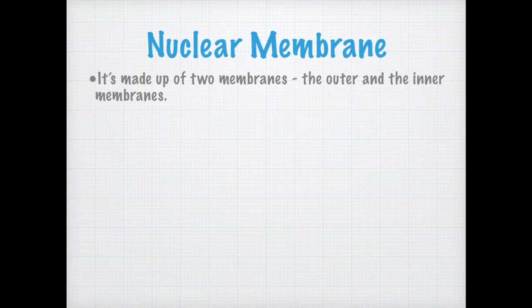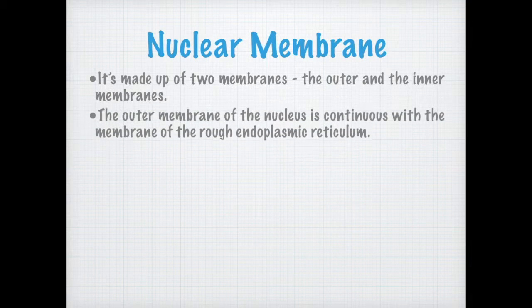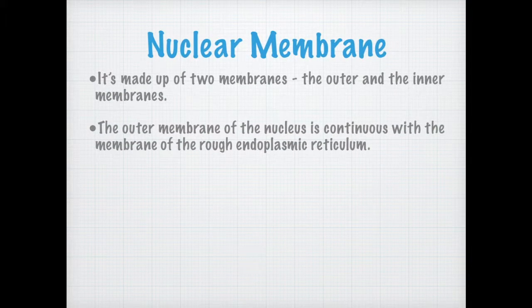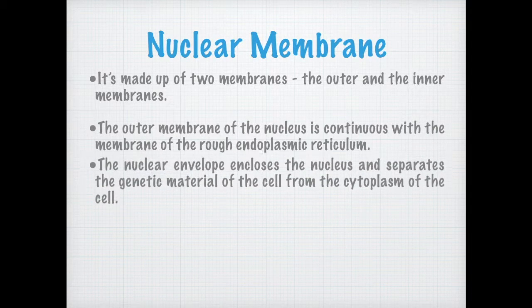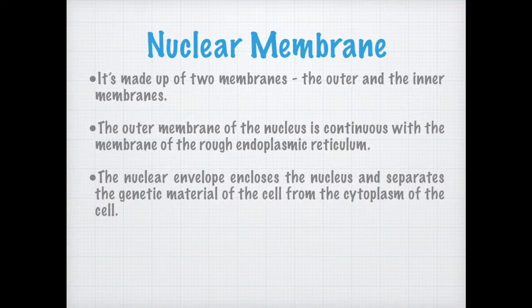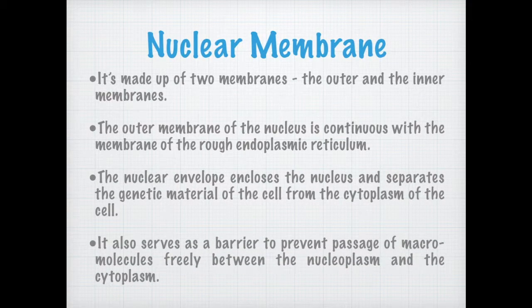Now let's move on to what a nuclear membrane is. The nuclear membrane is made up of two membranes, the inner membrane and the outer membrane. The outer membrane of the nucleus is continuous with the membrane of the rough endoplasmic reticulum. Do you remember the rough endoplasmic reticulum from the diagram you had to study? We are going to study its functions later, but for now just know that it is continuous with the rough endoplasmic reticulum.